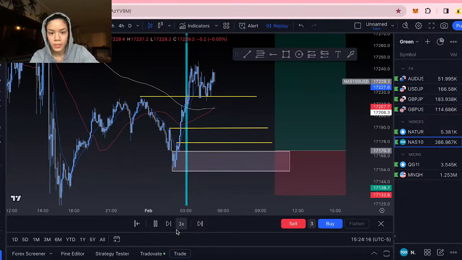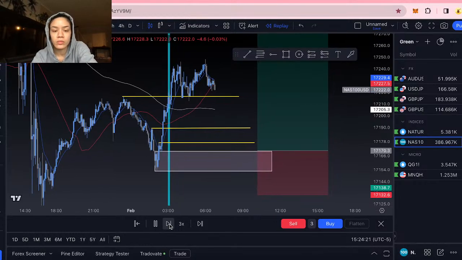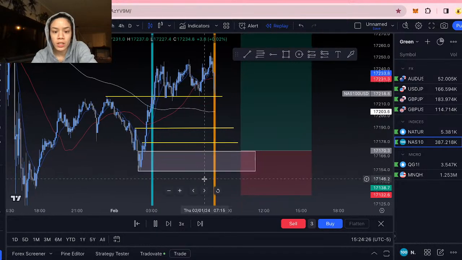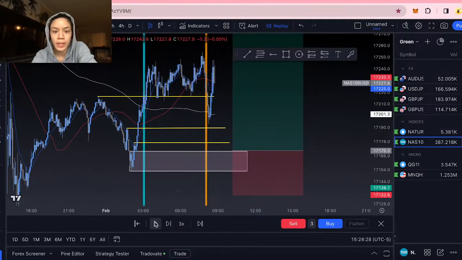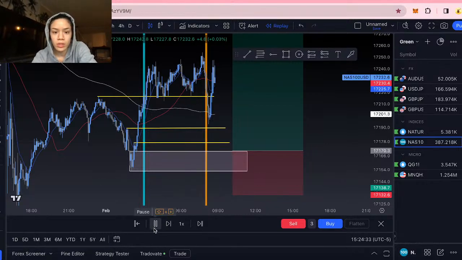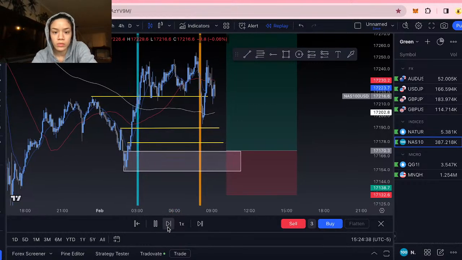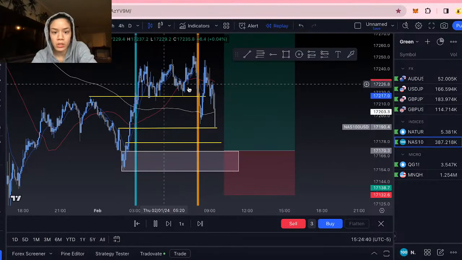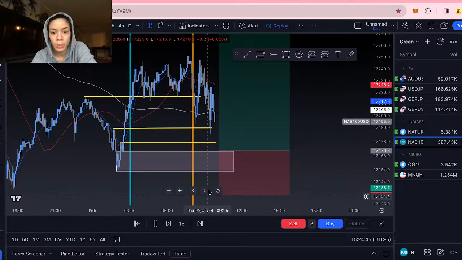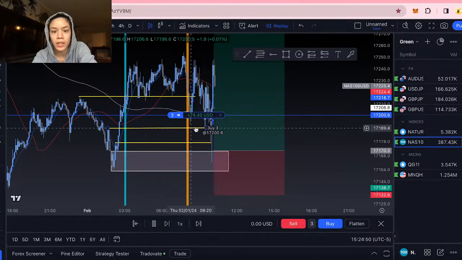Speed it up. So now I'm just waiting. This is going on 7 o'clock, and now it's coming back down. And see how it's over the EMA. So once it passes that, I know it's going towards where I need it to go. And I'm looking for a buy once it taps the zone. So there I would have made that buy.